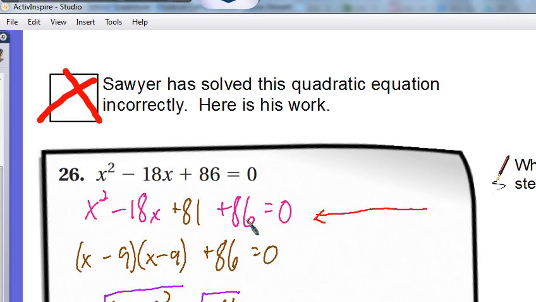Okay. But he adds 81, and even if you knew nothing about completing the square, you would know that you need to do the same thing to both sides. So he's added 81, so he needs to add 81 to the other side. Most basic intro to algebra students know that. They know to do the same thing to both sides. But why would he add 81 to both sides? I'd be writing plus 81 here.